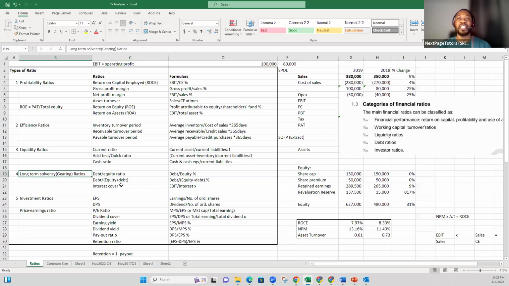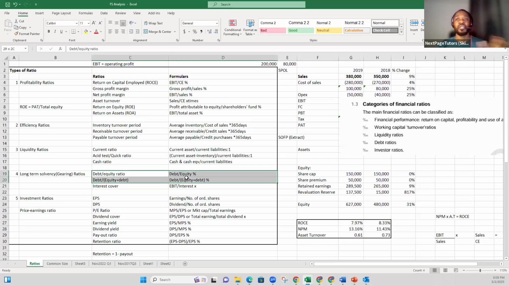Okay, so the next one is long-term solvency ratios, and we said that this deals with your ability to meet your long-term obligation, and common ratios under this are debt to equity ratio, debt to total asset ratio, and interest cover. Debt to equity ratio is just debt over equity. Debt to asset ratio, or what you can call debt to total capital ratio, is basically debt over equity plus debt.